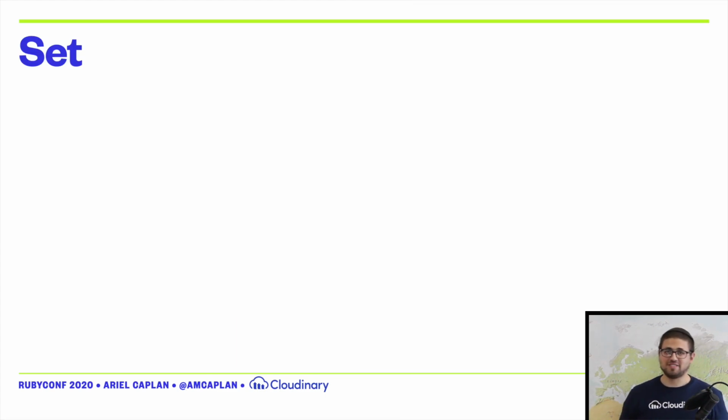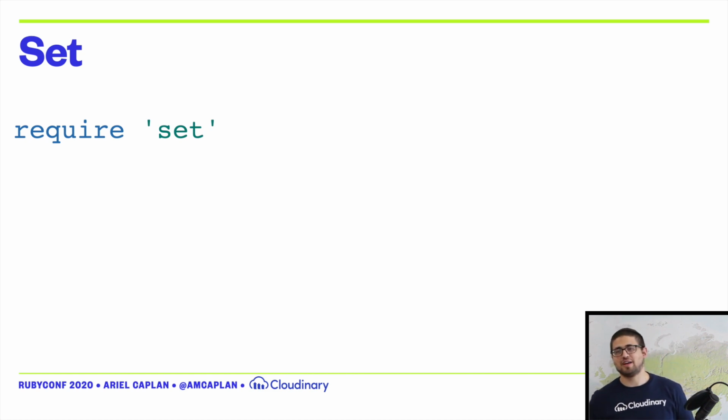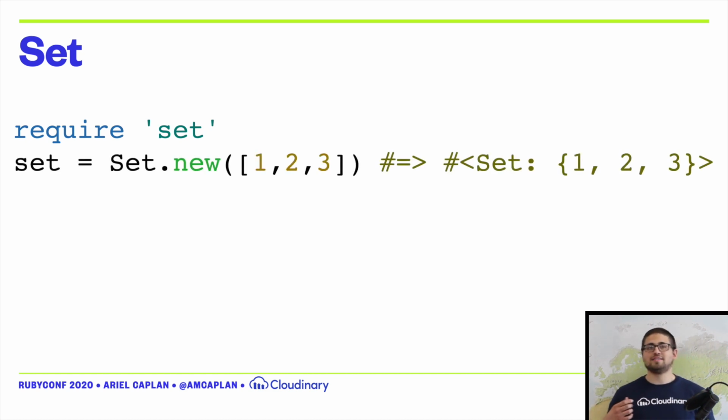So Set is part of Ruby standard library. You don't require any gems or anything, but you still have to require it because it's in the standard library. You can then call Set.new to create a new set. There are different ways to create a set.